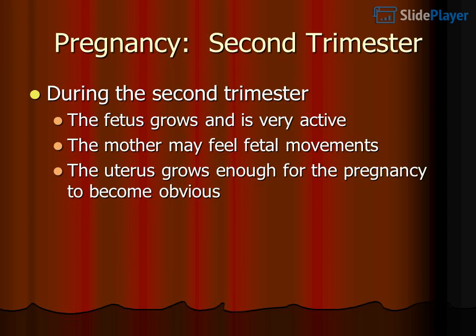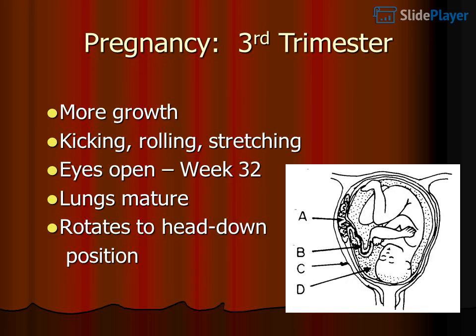During the second trimester, the fetus grows and is very active. The mother may feel fetal movements. The uterus grows enough for the pregnancy to become obvious. Pregnancy, third trimester. More growth. Kicking, rolling, stretching. Eyes open, week 32. Lungs mature. Rotates to head down.